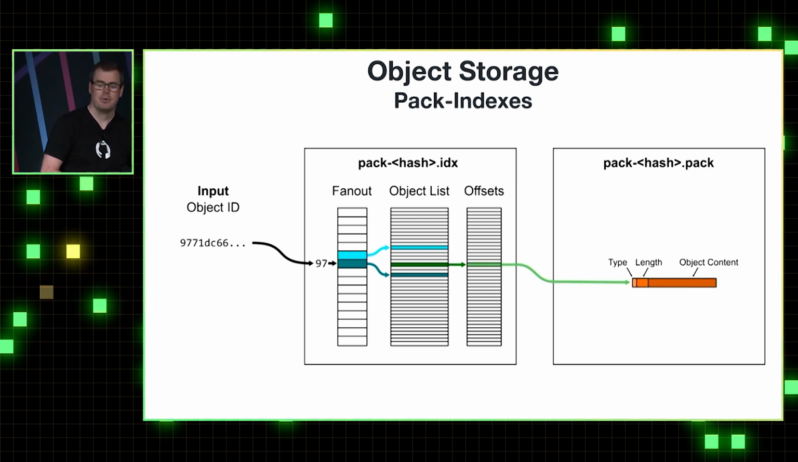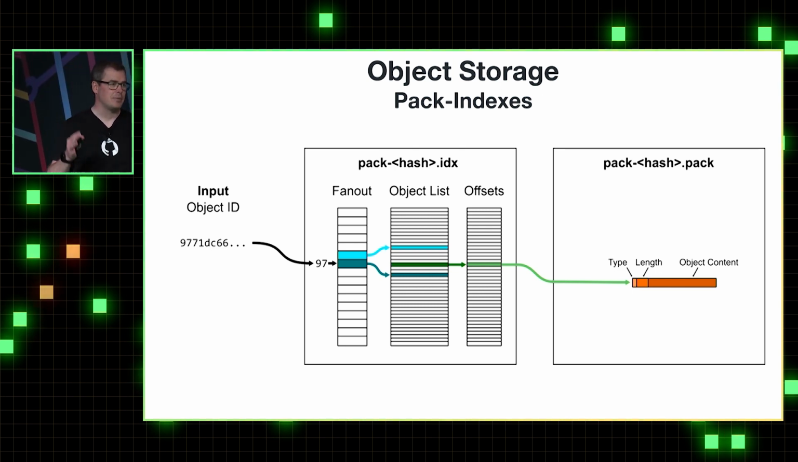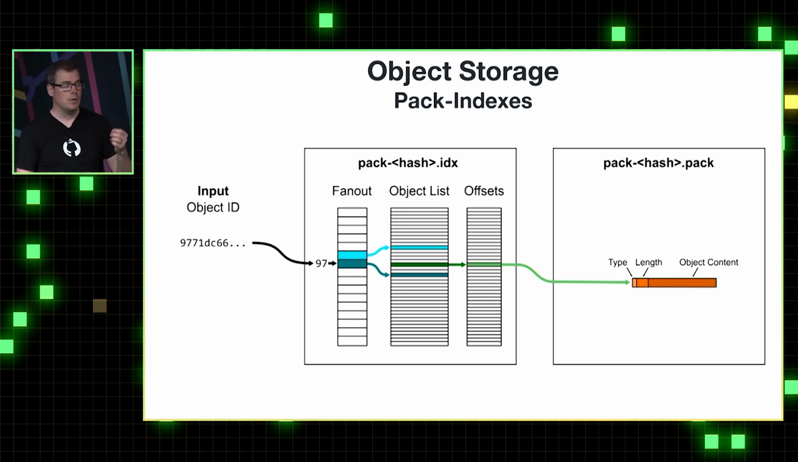And that offset provides us the original position of the object in the pack file. So we found our object. Great. Now what do we do with it? Well, the initial segment of that object data includes a type and a length, which lets us know how much data of the pack file corresponds to this object.